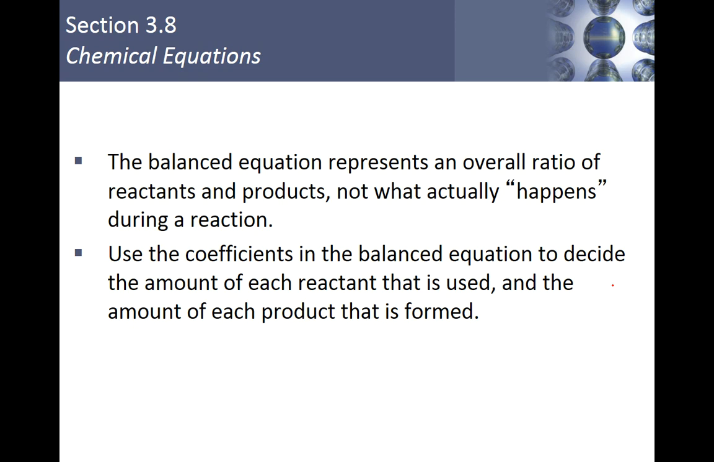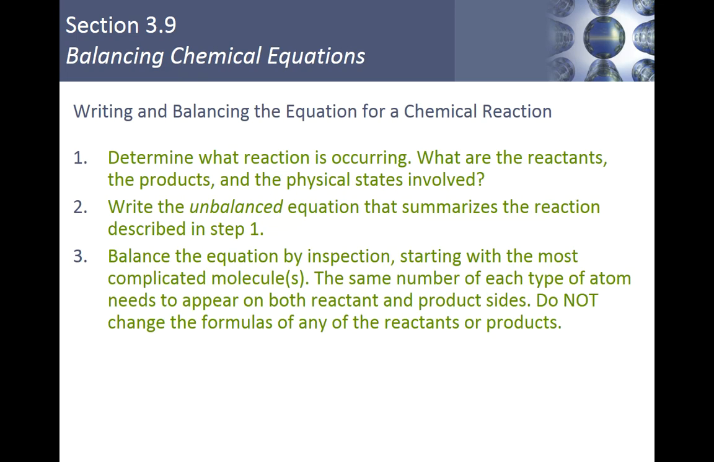So it's kind of building off what we were just talking about. The balanced equation represents an overall ratio of the reactants and products. It's not always what actually happens in a reaction. That would be in a perfect reaction, where everything reacts completely and fully, but that's just not the way that everything works in nature, and that's where limiting reactants come into play. So just as a base rule, we're going to use the coefficients in a balanced equation to decide the amount of each reactant that is used and the amount of each product that is formed. So this will make sense in just a second.